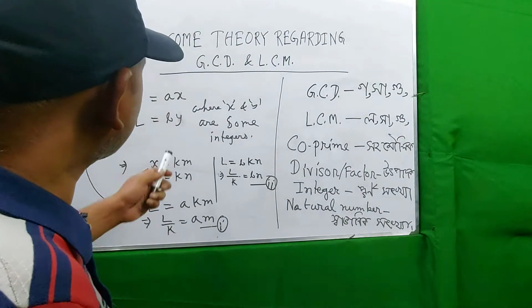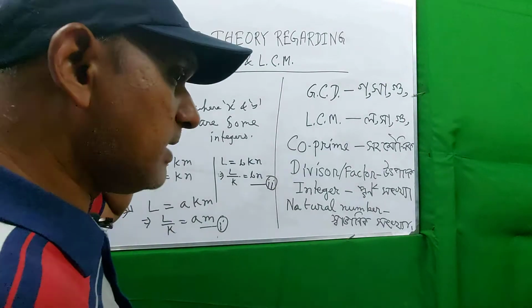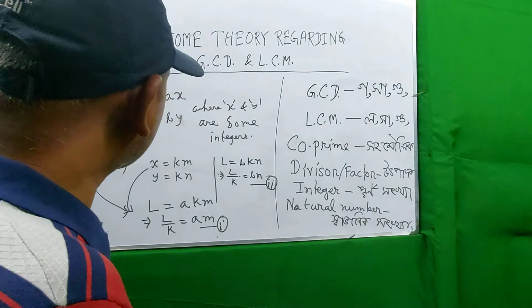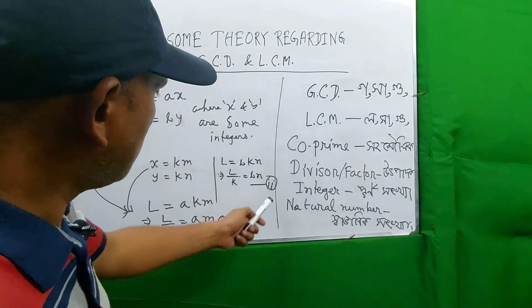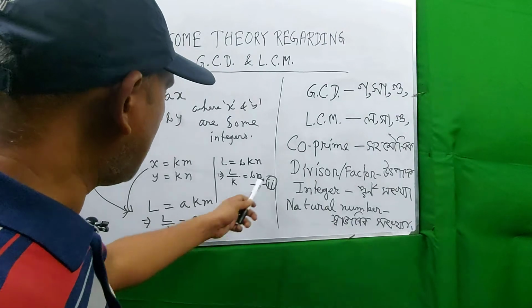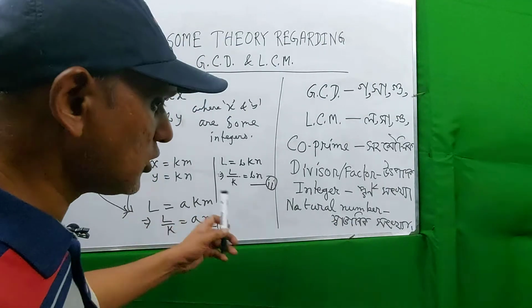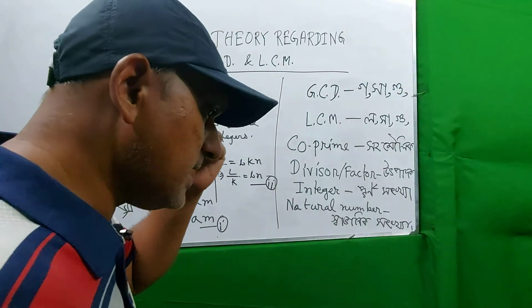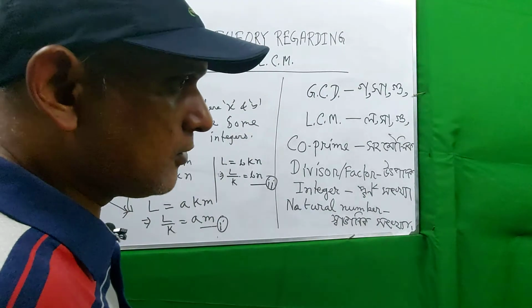So L cannot be the lowest common multiple, but in our proposition L is the lowest common multiple of A and B. But here a contradiction arises. A contradiction arises that L by K is also a common multiple of A and B, but L by K is less than L. So L cannot be the lowest common multiple.